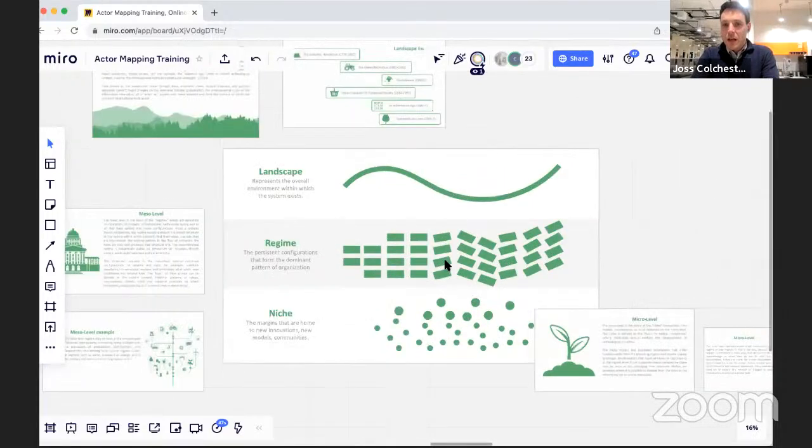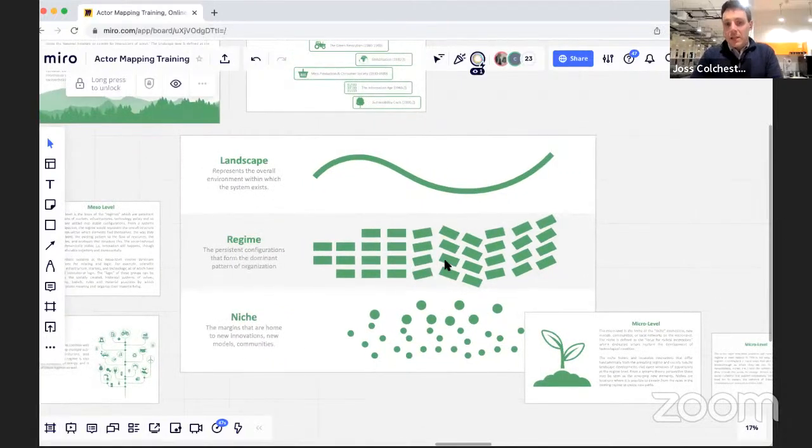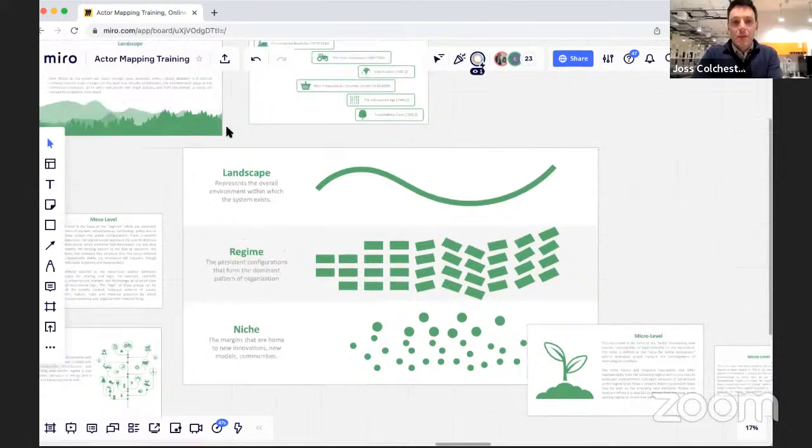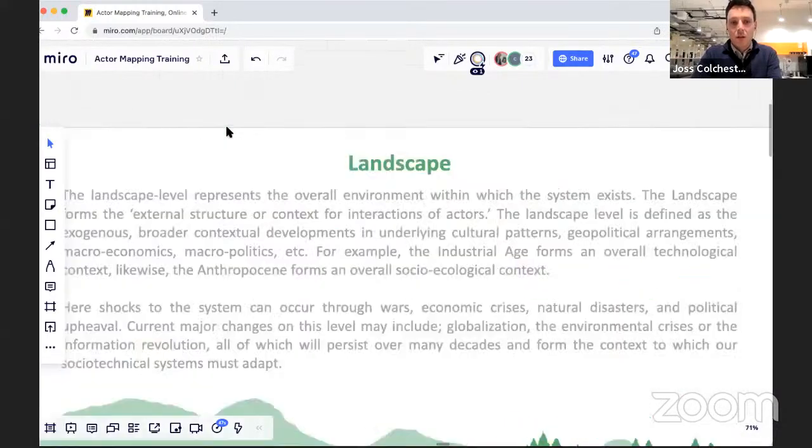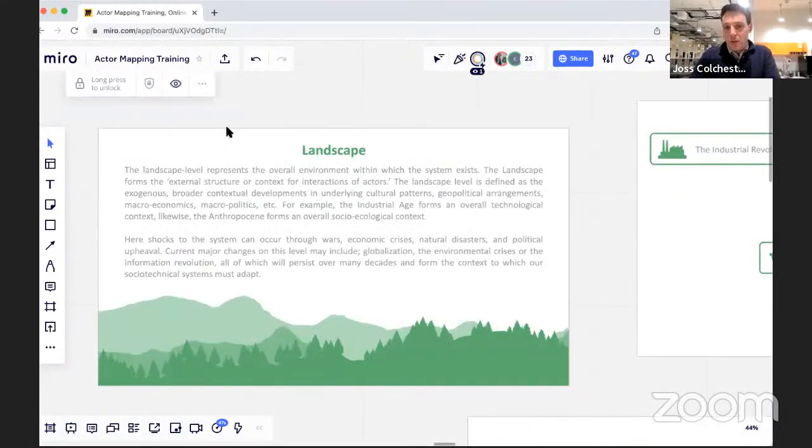This is the model, and there are three levels to it. As mentioned, on the high level, it's the overall landscape. This is the context or environment within which the system exists. So let's take a look at that. The landscape represents the overall environment within which the system exists. The landscape forms the external structures or context for interaction of actors.